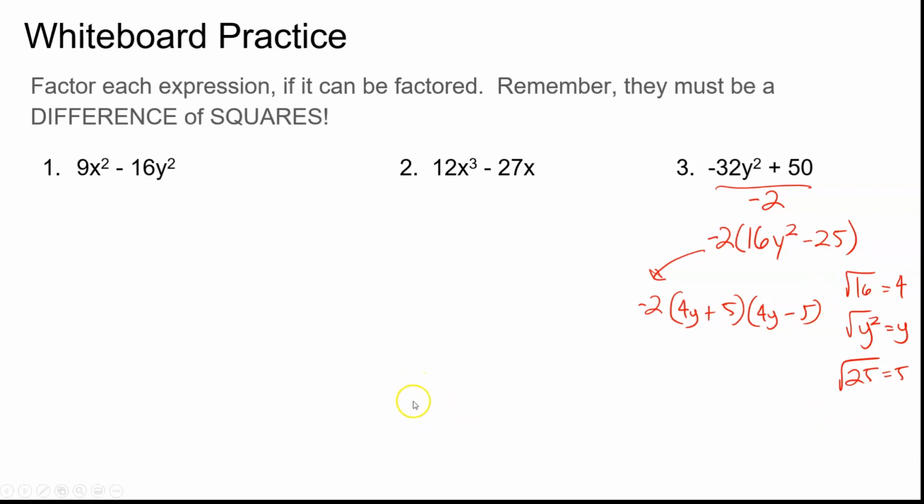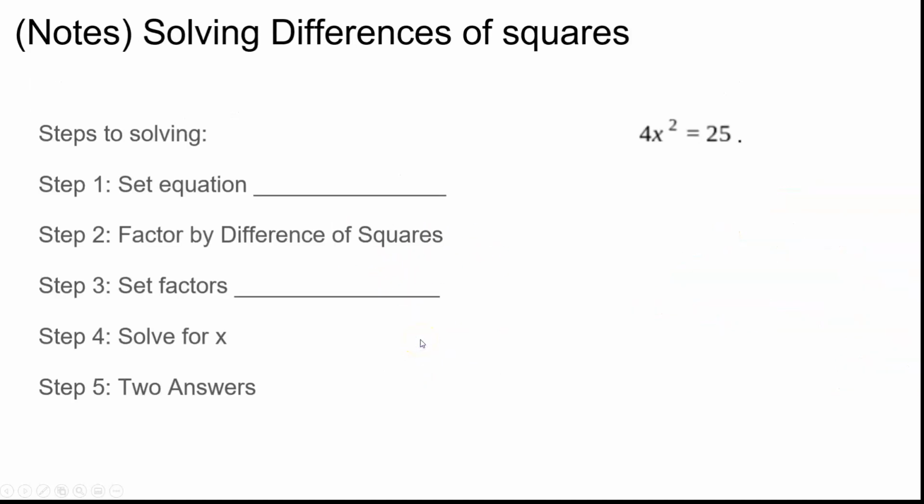If you feel the need to keep practicing, you can do these other two whiteboards in addition to your IP. One other thing I want to talk about is solving these equations. Solving these equations means we're going to get answers, not just factors, but answers. And those steps are going to involve setting each equation equal to 0. I'm going to factor using my new difference of perfect squares, and then I'm going to set those factors equal to 0 and solve for x.